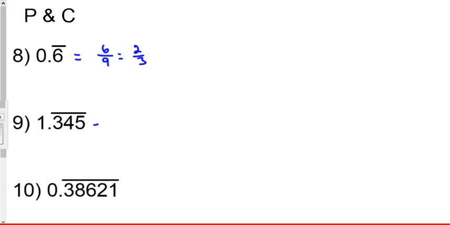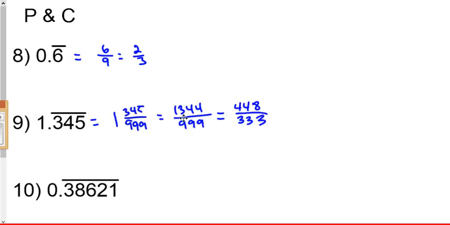This one's a little bit tricky. Let's go ahead and make it into a mixed number. 1 and 345 over, let's see, that's the place value of 1,000. So 1,000 minus 1 is 999. And then we can make this into an improper fraction, which would be 1,344 over 999. Does that simplify? It does. You can divide top and bottom both by 3, and so that gets us 448 over 333.